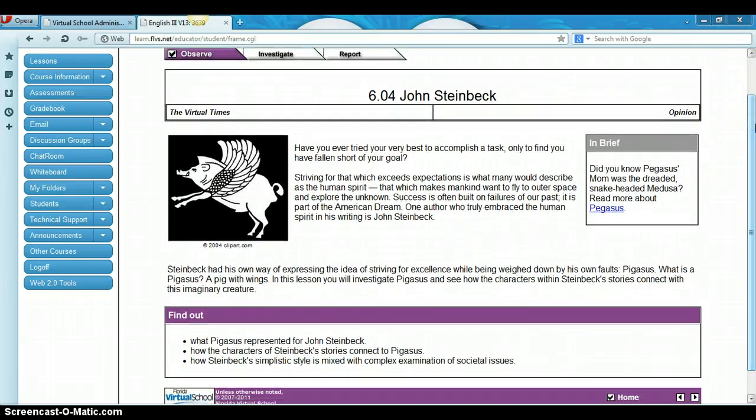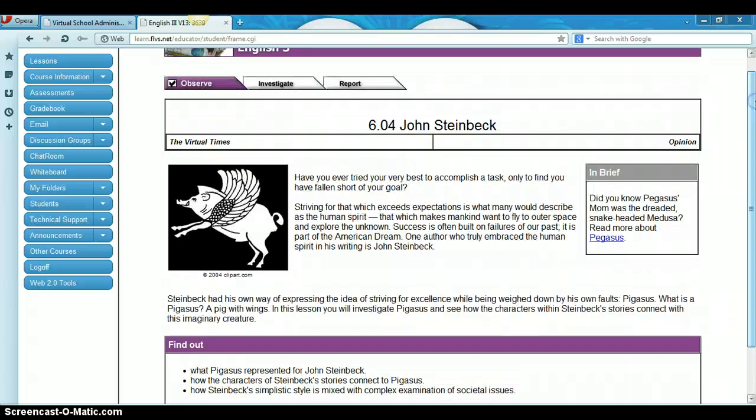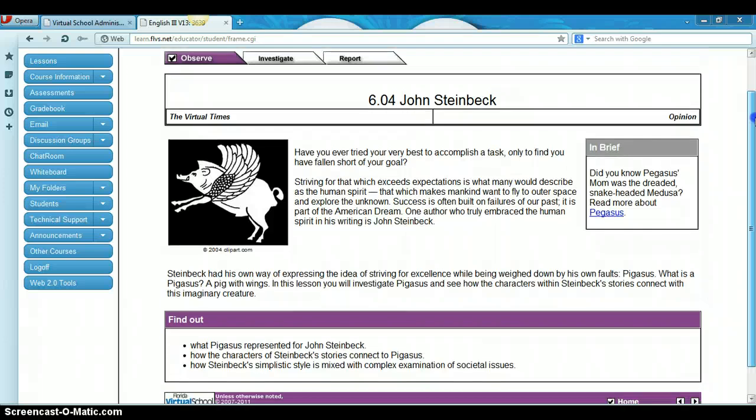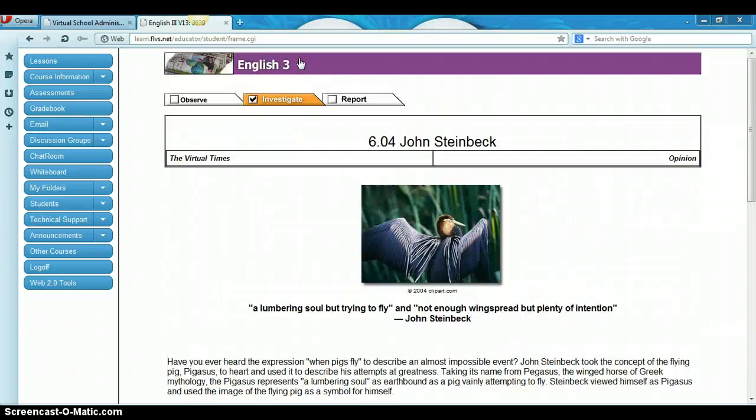Alright, 604 is all about John Steinbeck, who is an author I really enjoy. I feel like he really has the knack for taking something small and examining it and showing how just a tiny moment in someone's life can sort of change who they are forever. So this assignment has two purposes. The first one is a reading activity. You're going to read, answer, and then take questions. And the second one is sort of a more creative, expressive one. So let's take a look at what this lesson's asking us to do.